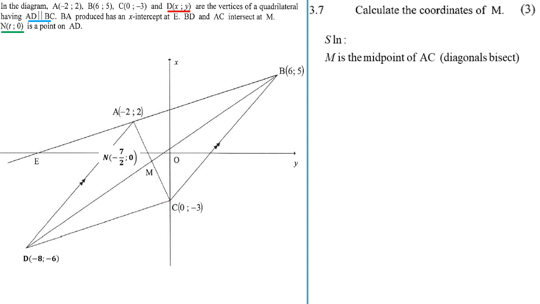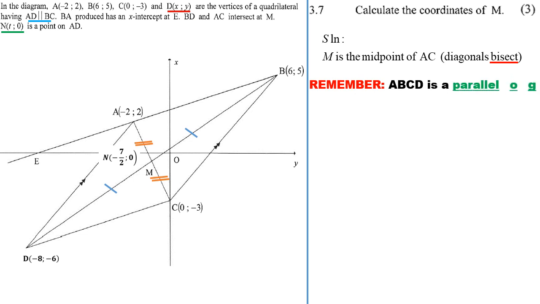For these 3 marks, you just write down the formula, because we know that when you say M is the midpoint of AC, it is because diagonals bisect. Why? Because this is a parallelogram. We have proven that in 3.6. But what do we mean when we say it bisects? It means MB is equal to DM, and at the same time AM is equal to MC. Remember this is a parallelogram. Put down the formula.